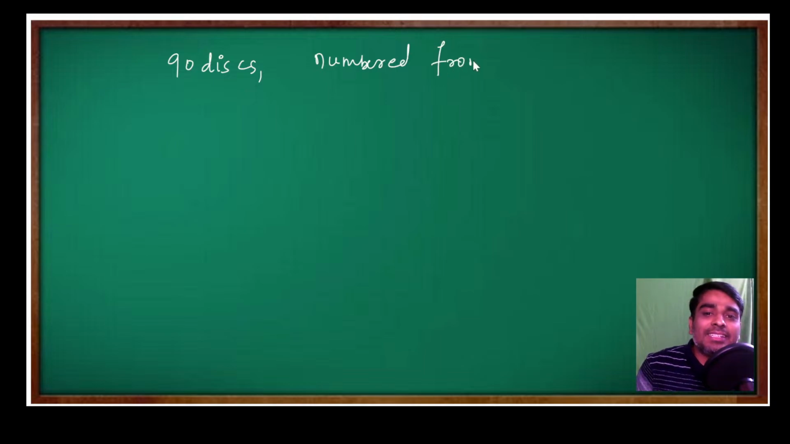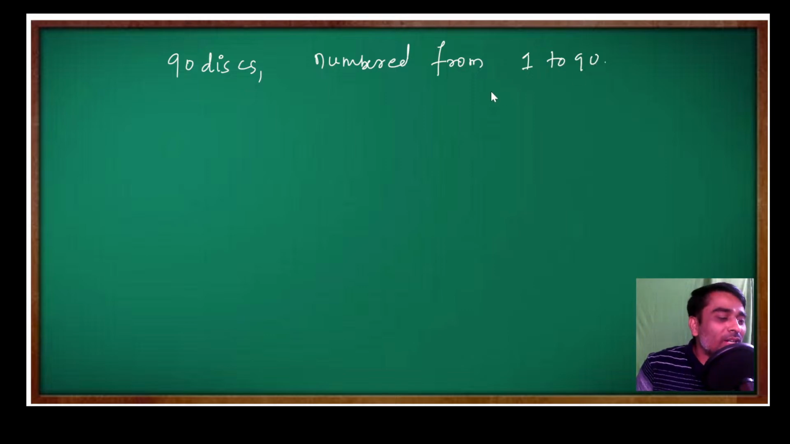Next, this is also again one more very simple question for 2 marks. A box contains 90 discs numbered from 1 to 90.